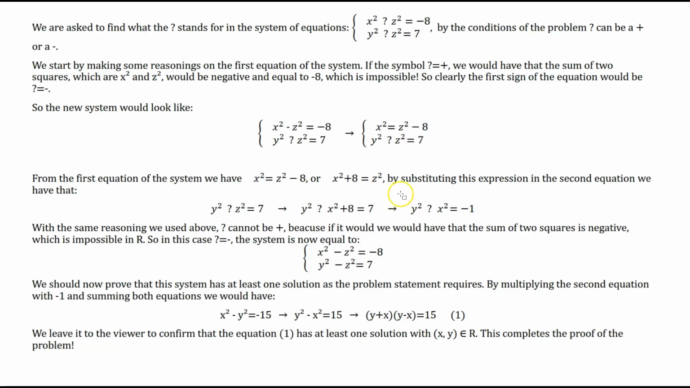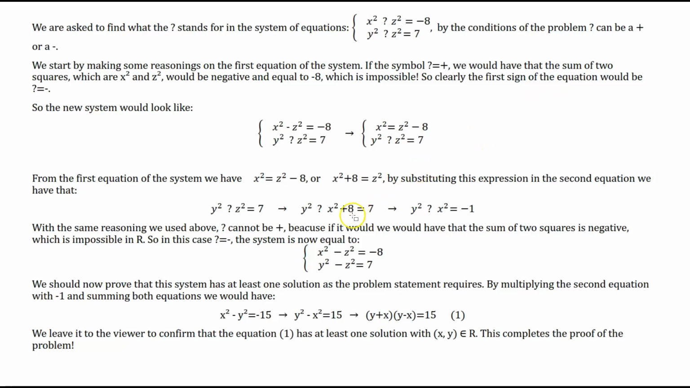Now we make the substitution of this expression in the second equation of the system, which is x squared ? z squared is equal to 7. We substitute z squared equal to x squared plus 8, and we will have that x squared ? (x squared plus 8) is equal to 7.